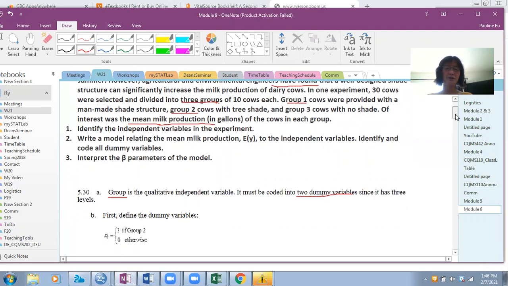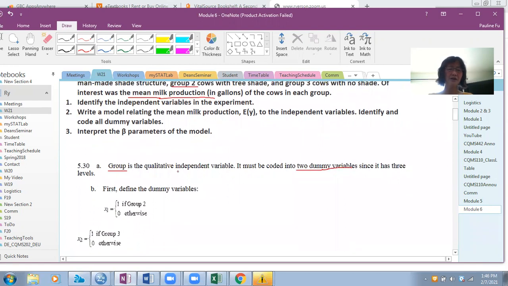So to write the model, we have to define what is x1. Okay, so x1 is the dummy variable. x1 equal to 1 when it is group 2, otherwise x1 equal to 0. x2 is 1 when it is group 3, otherwise it is 0. So the base level is group 1. Okay, base level is group 1.